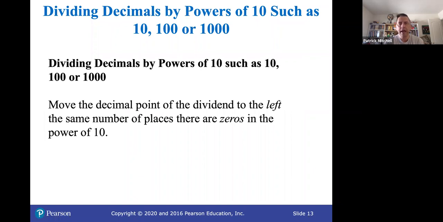All right, so again, the rule is if you're dividing by a power of 10, such as 10, 100, 1,000, 10,000, a million, anything like that, move the decimal point in the dividend to the left, the same number of places there are zeros in that power of 10. So very similar to the rule for multiplying, except when you multiply, you move it to the right because you're making a bigger number. Now we're making a smaller number.